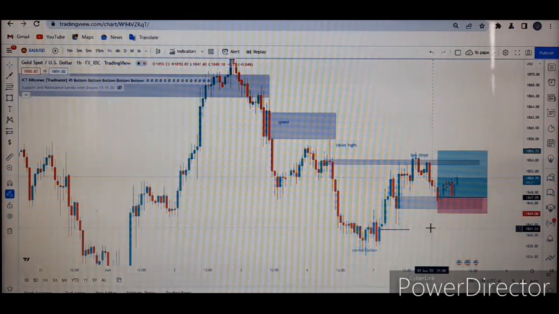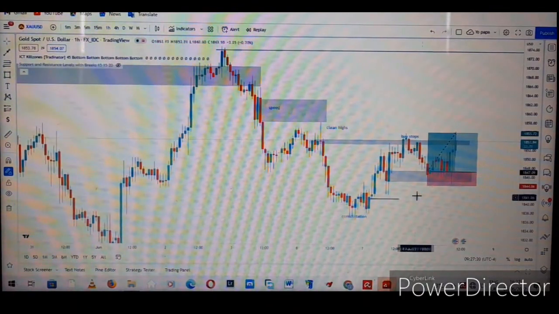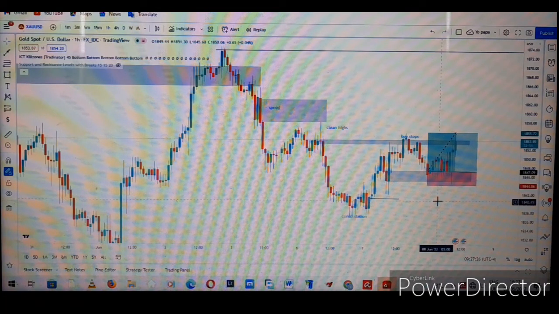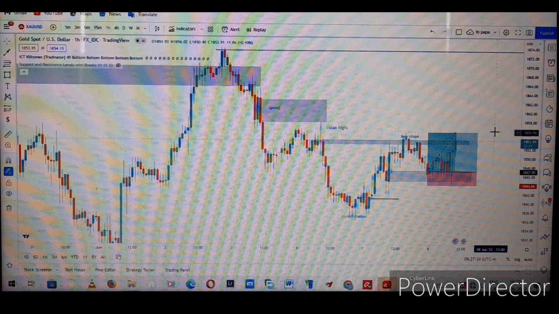So guys, after 2 hours of waiting, the price went in our direction, and this was a good trade. And on gold, it's 863 pips, and we are done for the day.